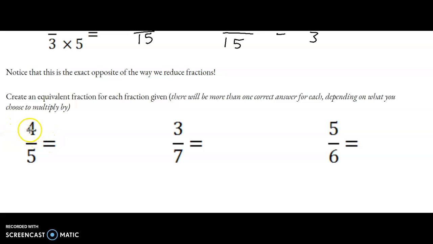So in the case of 4/5, let's multiply by 4 or 3, it doesn't matter. 4 times 4 is 16. 5 times 4 is 20. So 16/20 is the equivalent fraction for 4/5.